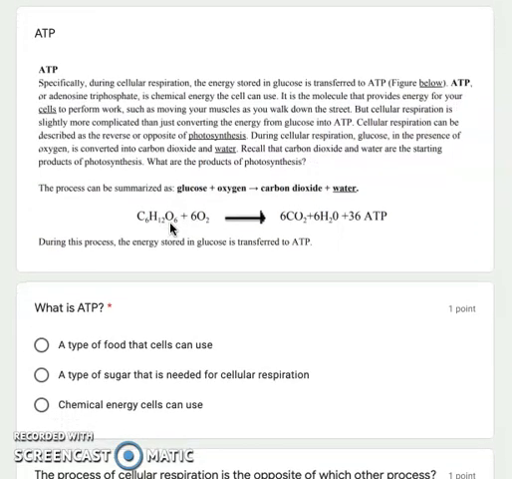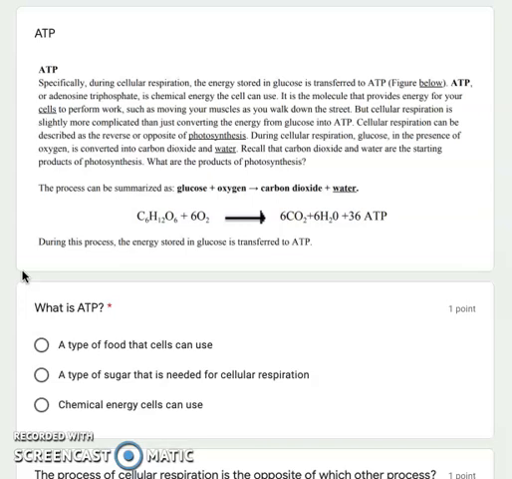All right, ATP. We kind of talked about ATP yesterday when you were watching the Brain Pop video. ATP is a type of energy, right? So it says during cellular respiration, the energy stored in glucose is transferred to ATP. ATP, or adenosine triphosphate, is a chemical energy that cells can use. It is the molecule that provides energy for your cells to perform work, such as moving your muscles as you walk down the street.